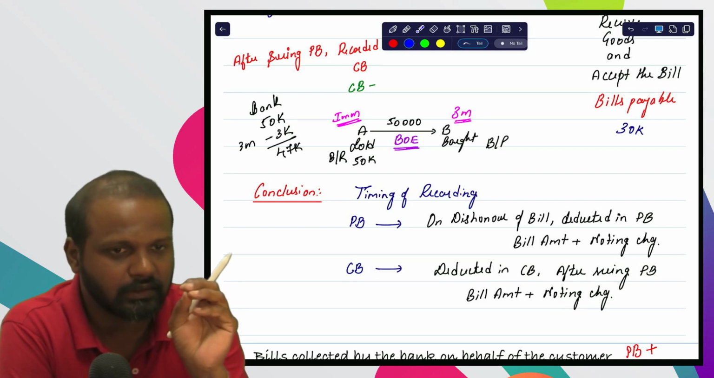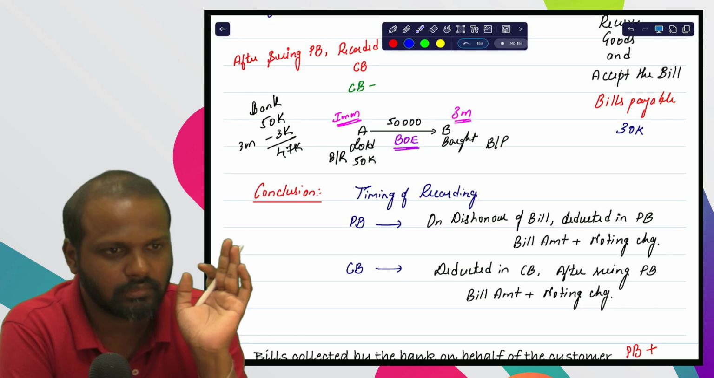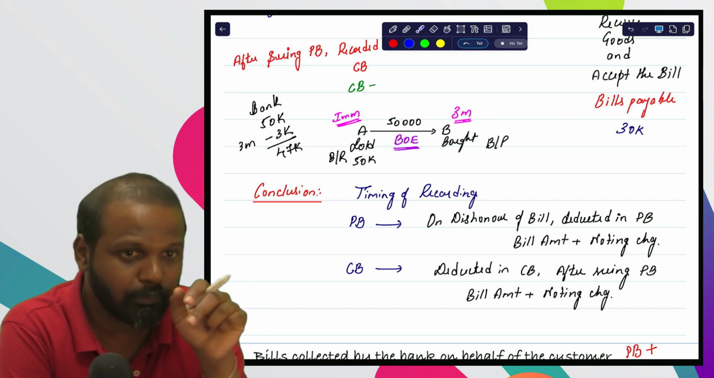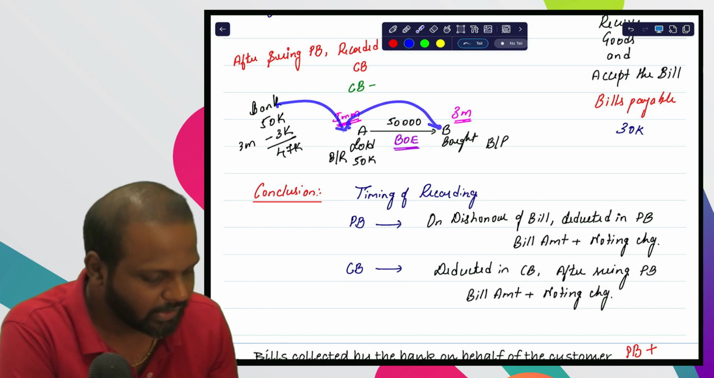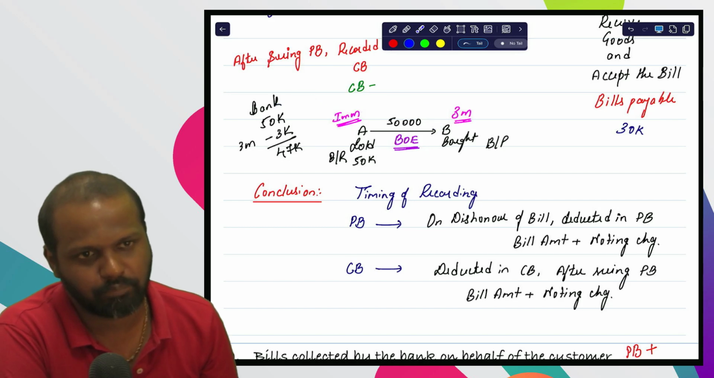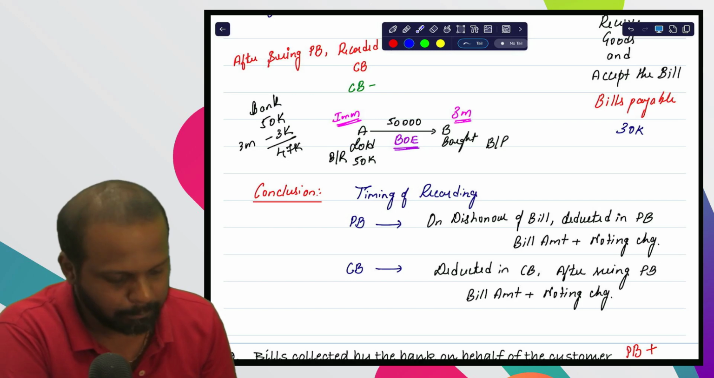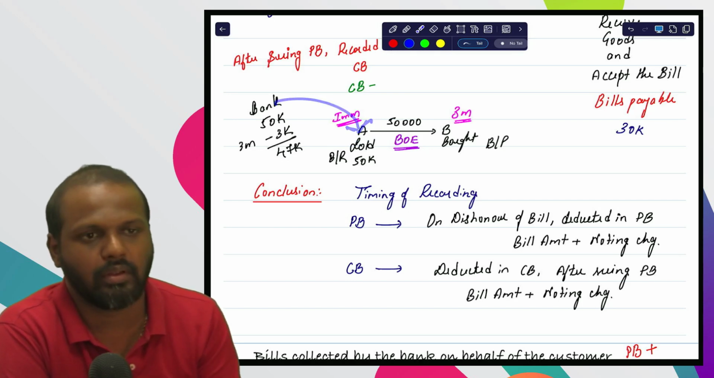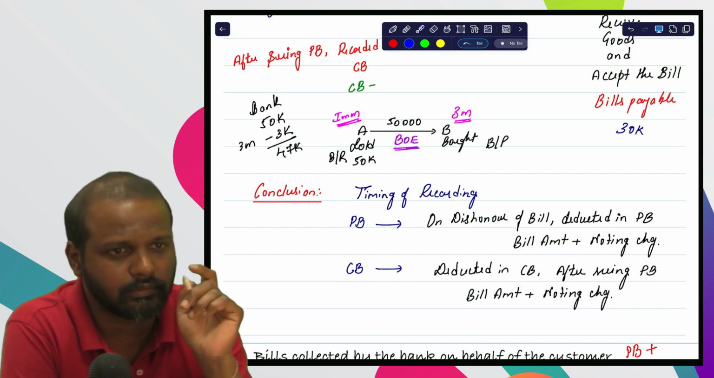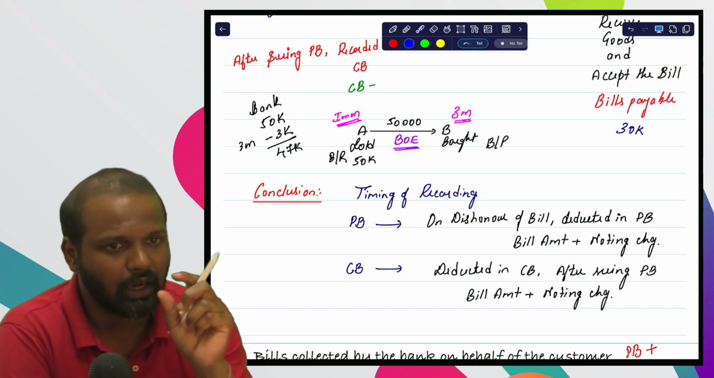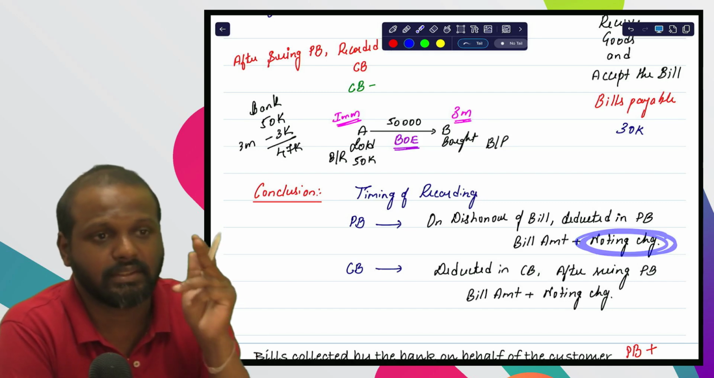So the bank says, sir, if B does not make the payment after 3 months, then I will take money from you. The bank will take money from A. Then A has to collect that money from B. Now it is A's responsibility to collect that 50,000 from B. But the bank will immediately take money from A. Actually, not only 50,000, but 50,000 plus noting charges. Bill amount plus noting charges.